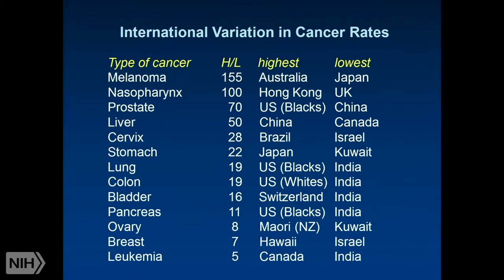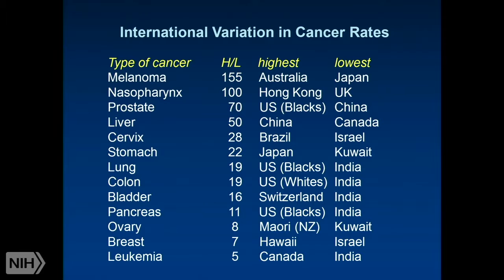So here's a study that could be in the next talk on health disparities. But what this points out is that the ratio of the highest to the lowest relative risks across countries is dramatic. So cancer risk factors really do vary greatly, and this tends to point to environmental factors.